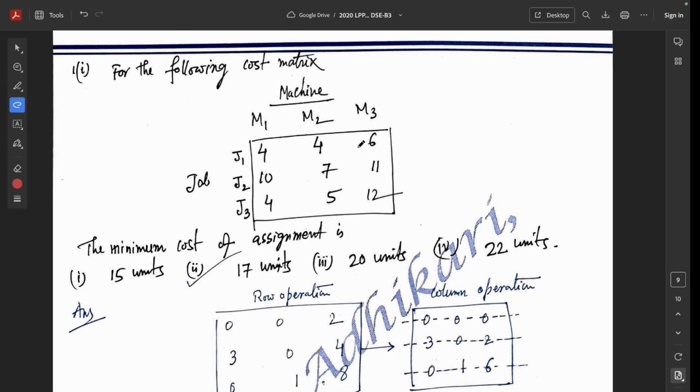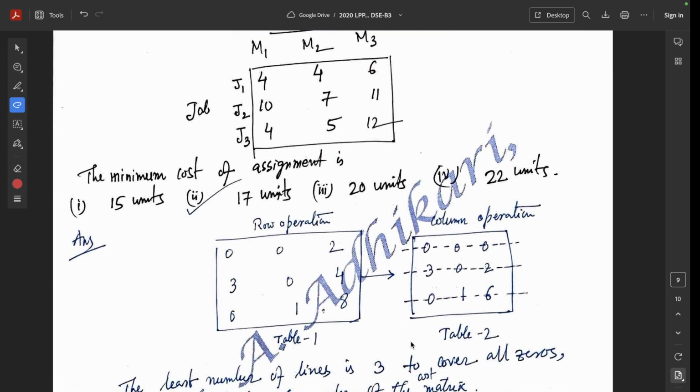For the first row the minimum element is 4, so we subtract 4 from each element of the first row, so 0 0 2. From the second row the minimum element is 7, so we subtract 7 from each element of the second row, so 3 0 4. And similarly for the third row. Now for the column operation, the first column has 0, the second column has 0, but the third column has no 0, so we choose the minimum value of the third column, which is 2, and subtract 2 from each element of the third column, so 0 2 and 6.